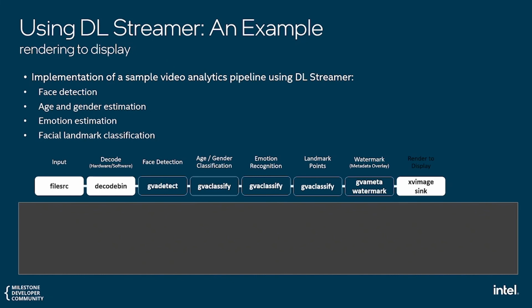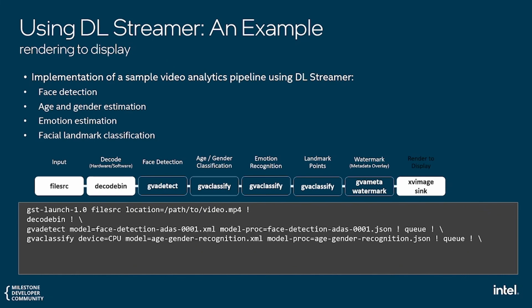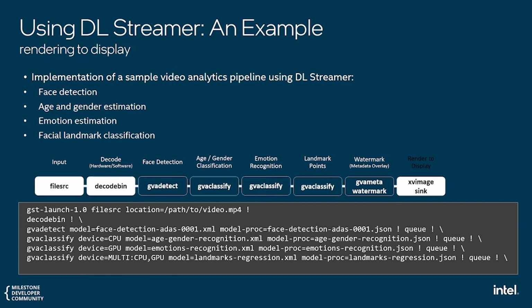An alternative to that is to use GVA watermark instead, in order to overlay the metadata on the frame and display it as a live face detection feed. That exemplifies how easy the pipeline modification is and how that can translate into your development time saving.